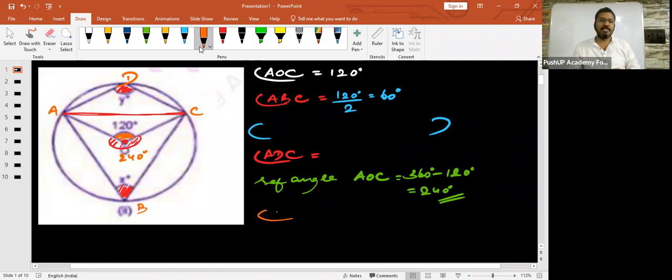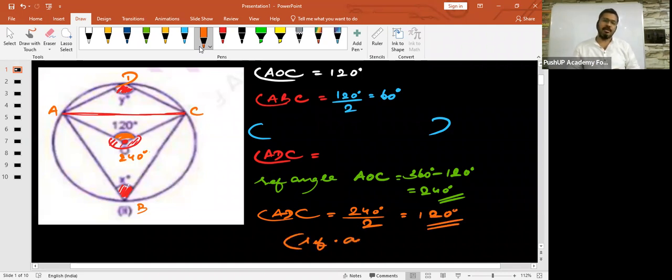So in that case, I can say angle ADC. What is angle ADC? It is half of 240 degrees, that is equal to 120 degrees. And what reason will you mention here? The reflex angle property. Here, do you want me to revise the reflex angle property again? No, right? Yeah. Next sum.